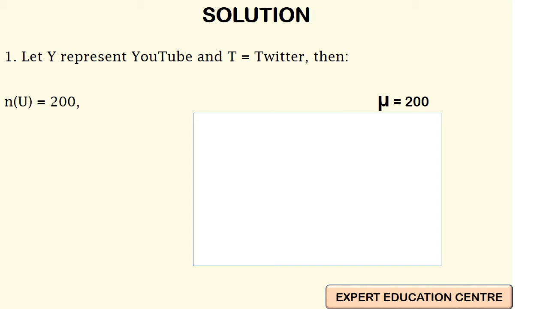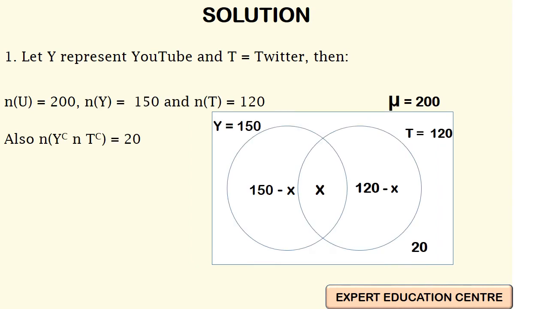The universal set in this problem contains 200 people. So we represent the universal set with the symbol mu. Therefore, the number of individuals in mu, which is the universal set, or U if you like, is 200. Let Y represent YouTube and T represent Twitter.